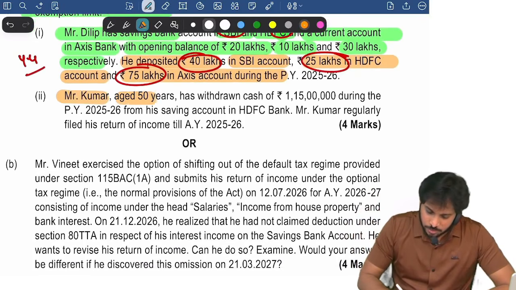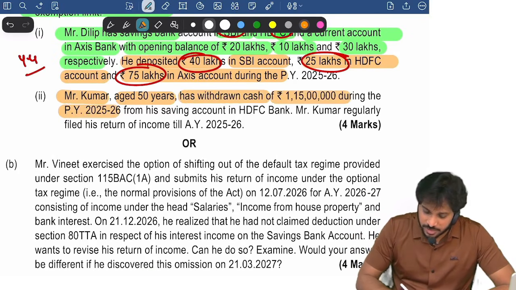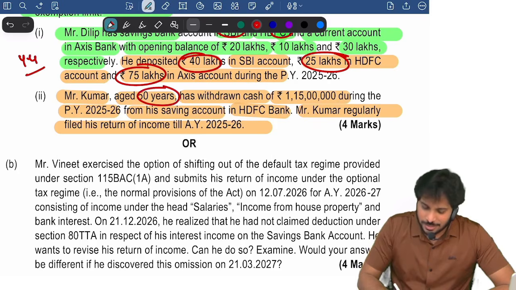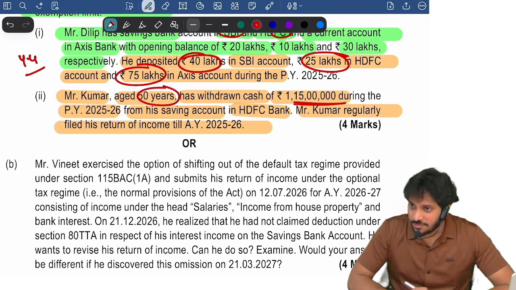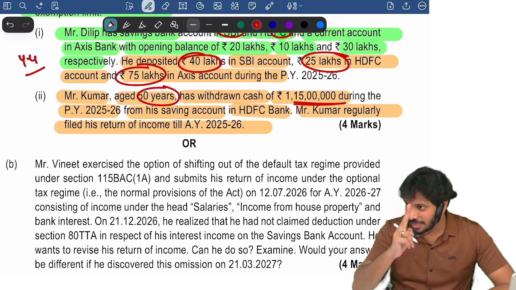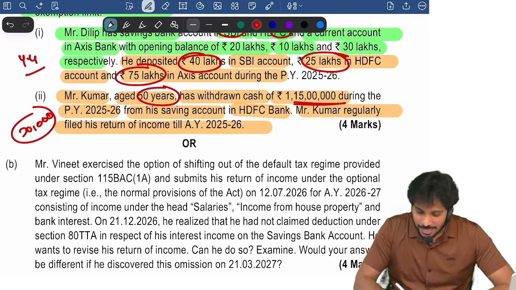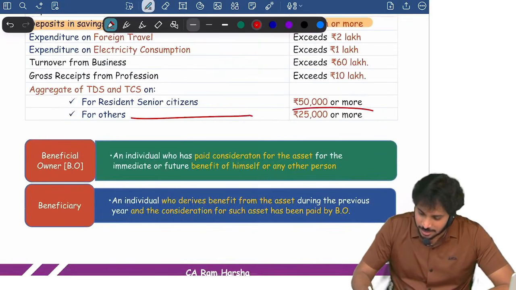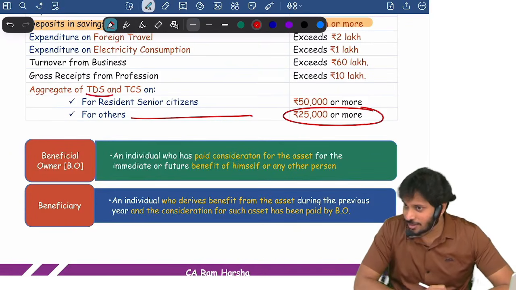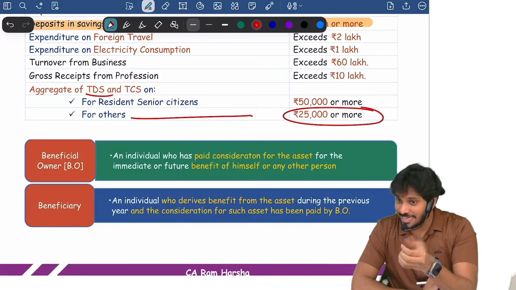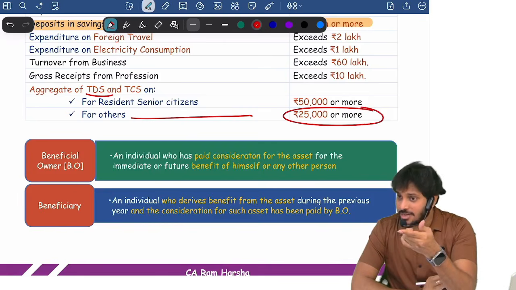Then second scenario, Kumar, 50 years, has withdrawn cash of 1 crore 15 lakh during the year from his savings account in HDFC. Mr. Kumar regularly files his return of income. Wonderful. Normal citizen, 15 lakhs extra he withdrew, 2% TDS will apply, which means 30,000 the bank would have deducted as TDS. In special cases, others, 25,000 or more TDS is there. If at all, they have to file IT return. See, in both these cases, income is not exceeding the basic exemption limit, but their banking transactions are so high that they need to file return of income.